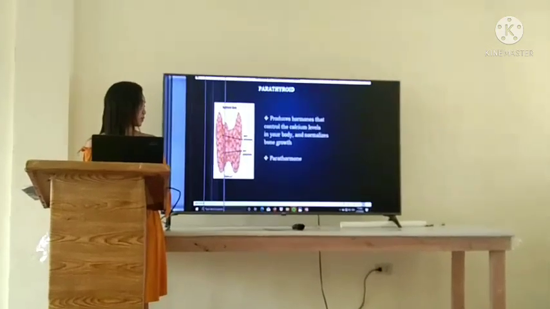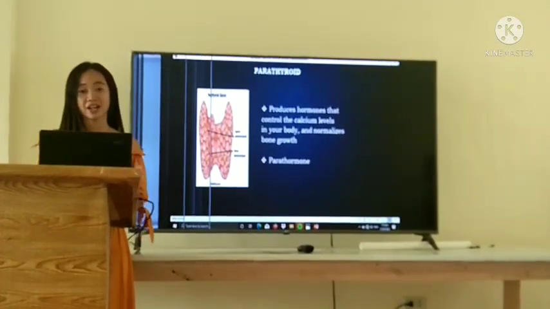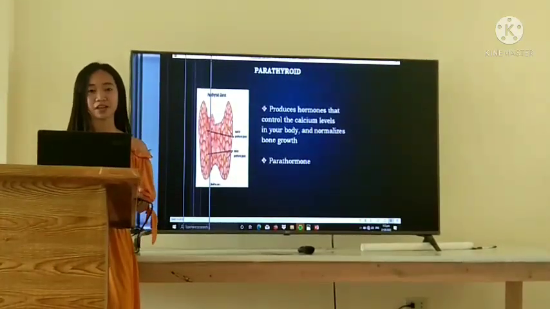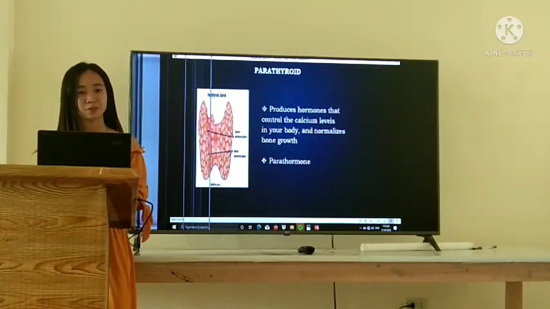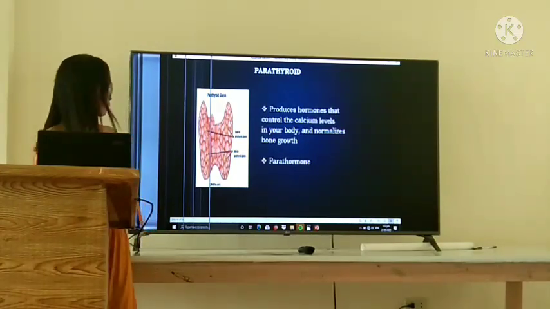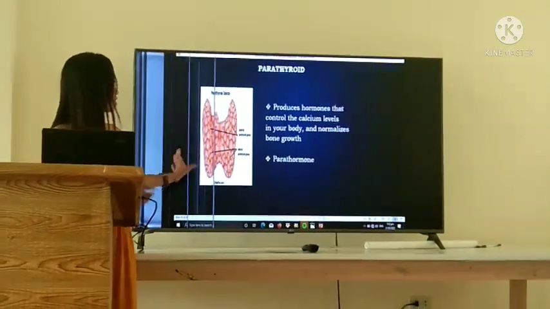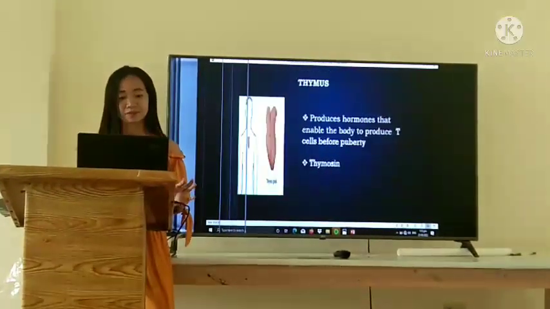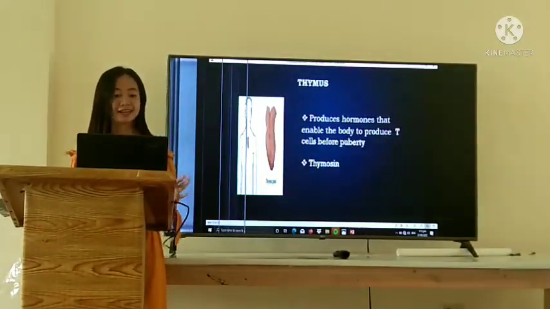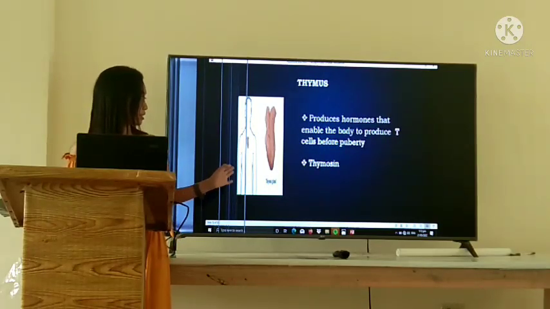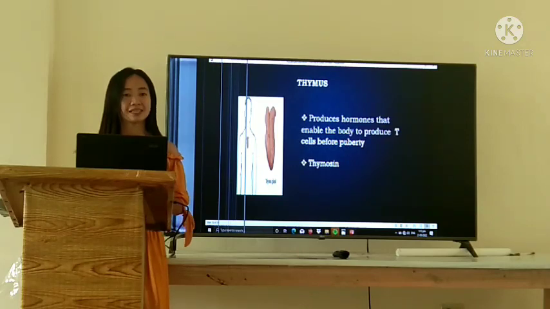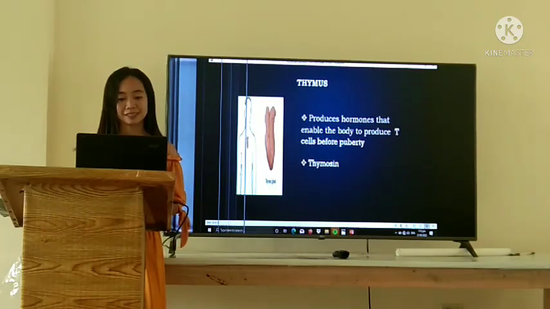The parathyroid gland produces hormones that control the calcium levels in our body and normalize our bone growth. The hormone produced by the parathyroid is called parathyroid hormone. And this parathyroid gland is located in our neck. Next is the thymus gland. The thymus gland has thymosin. It produces hormones that enable our body to produce cells before puberty.